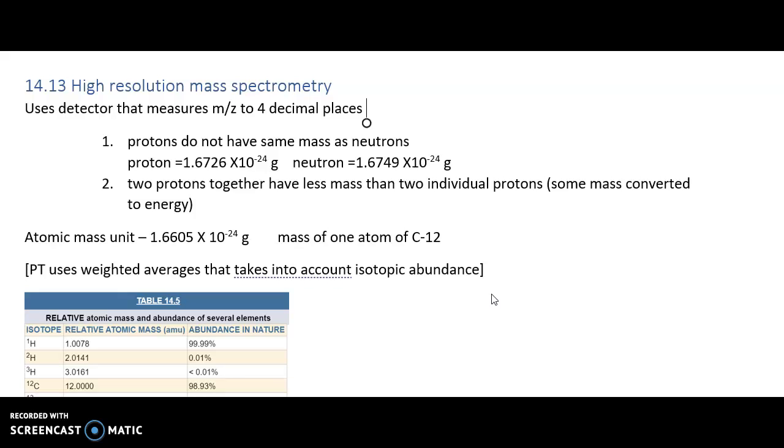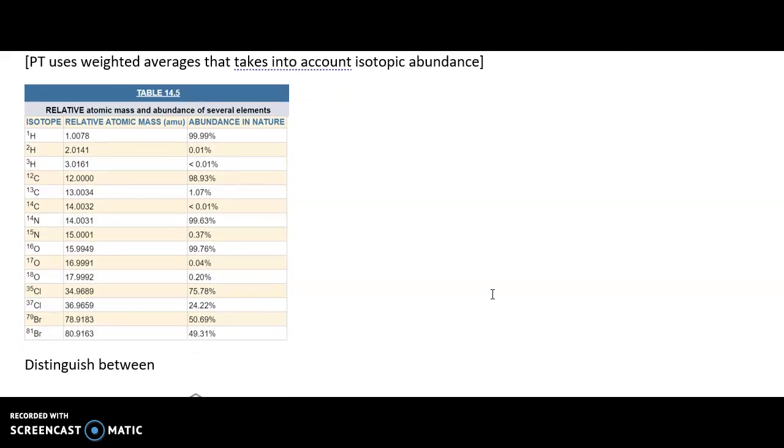2 protons together have less mass than 2 individual protons. Some of this mass is converted to energy. So an atomic mass unit is equal to 1.6605 times 10 to the minus 24th grams. This is the mass of 1 proton of carbon-12. The periodic table uses a weighted average, and usually for oxygen we will use 16.